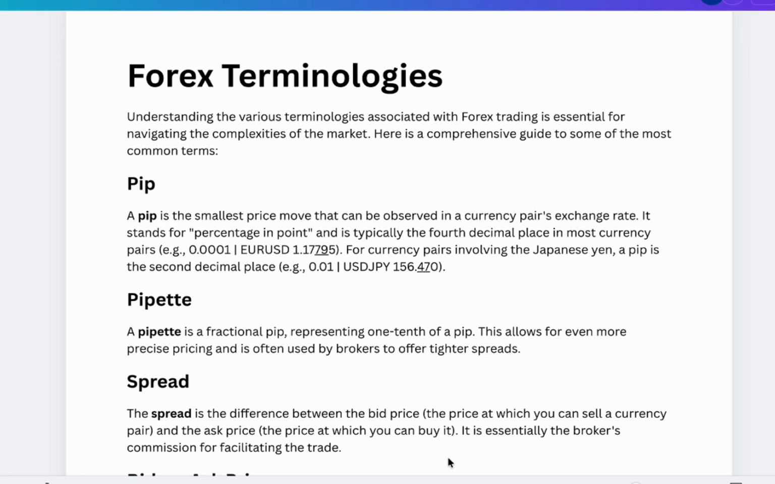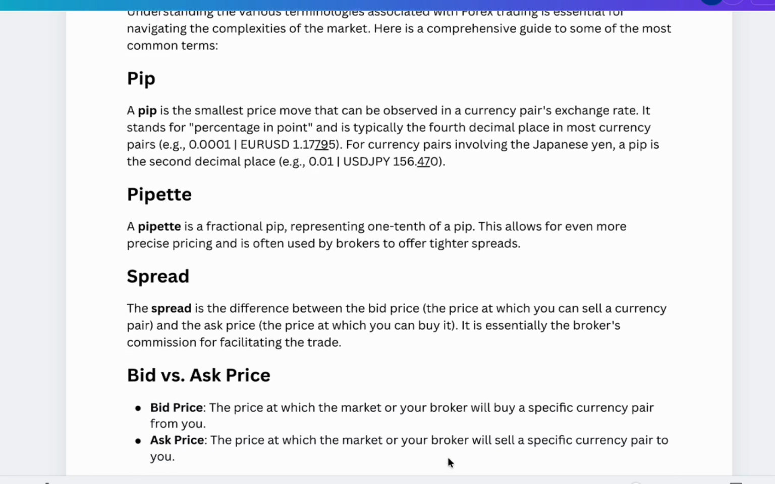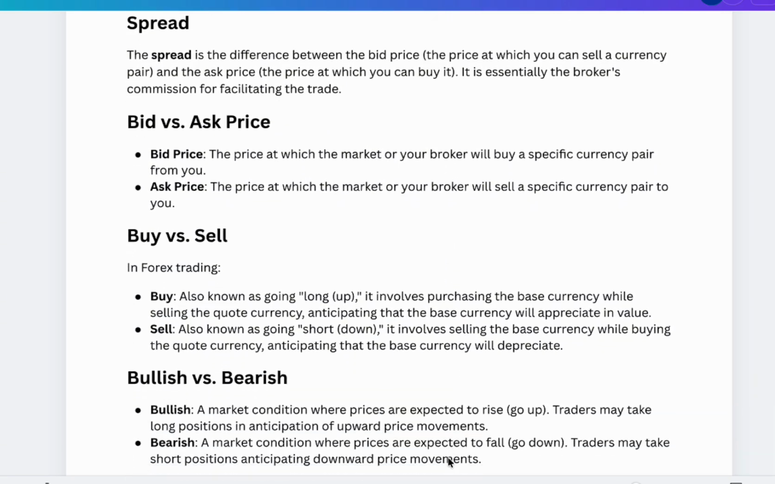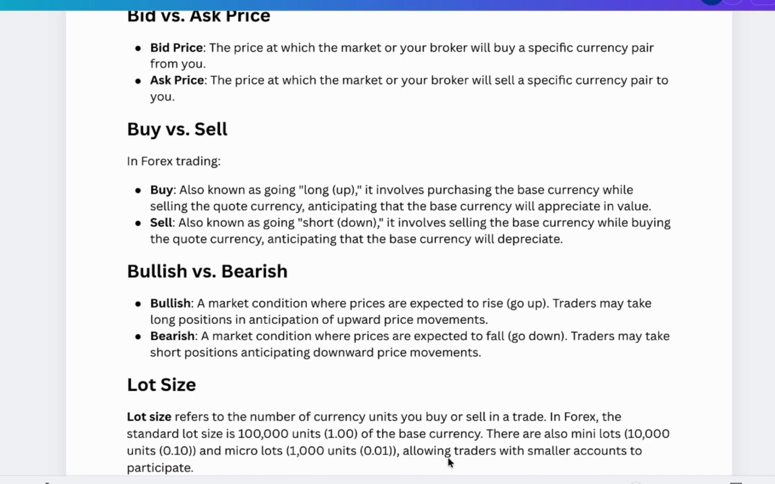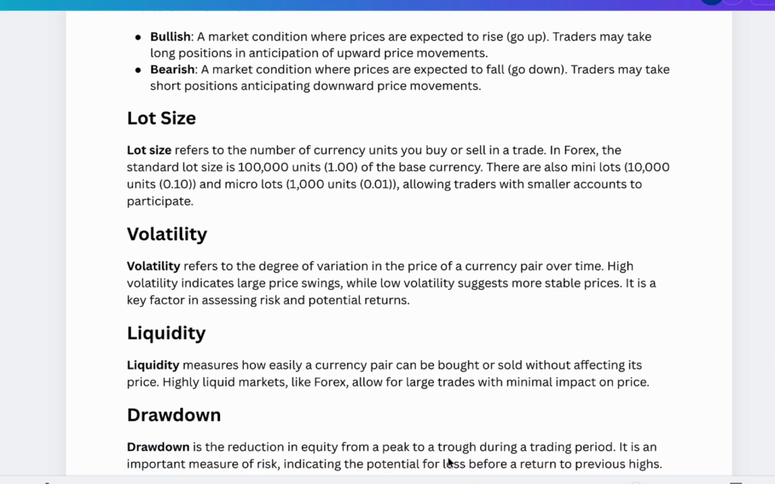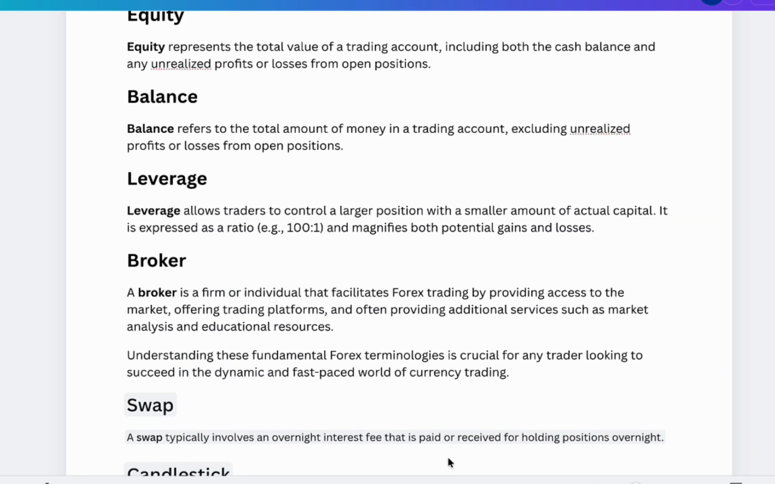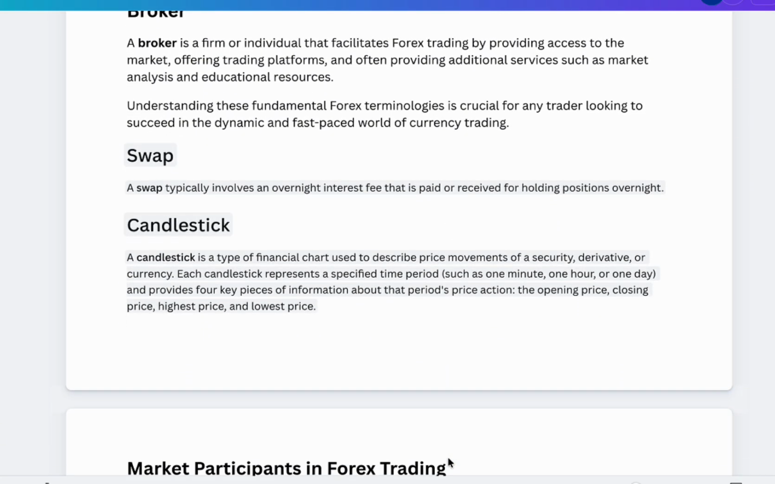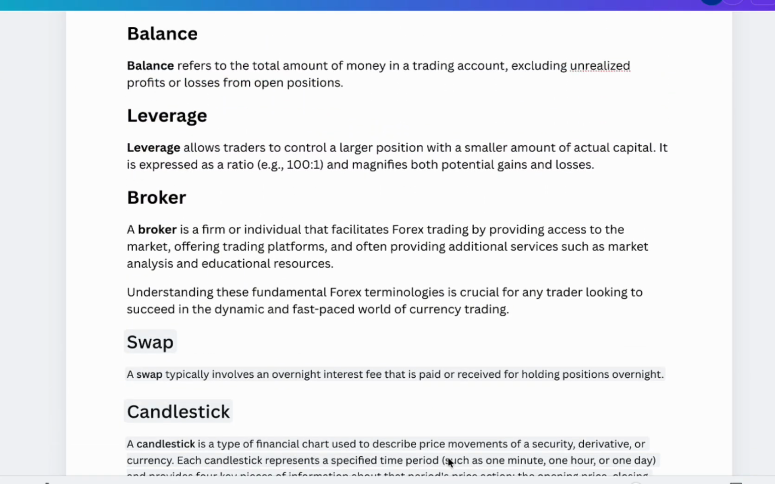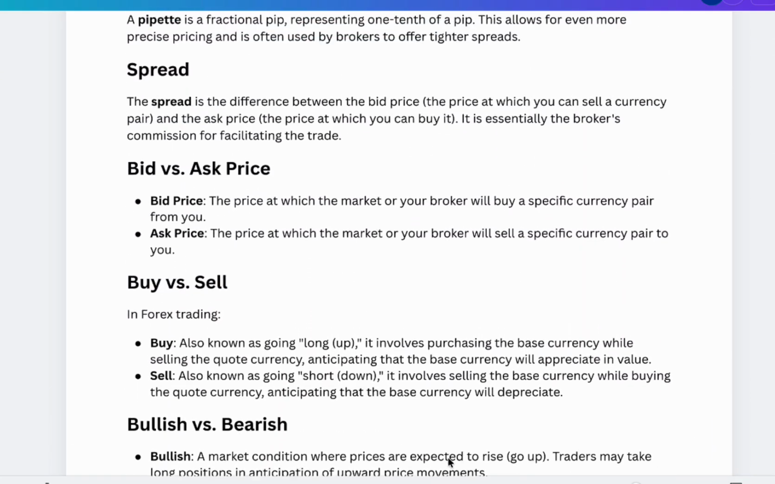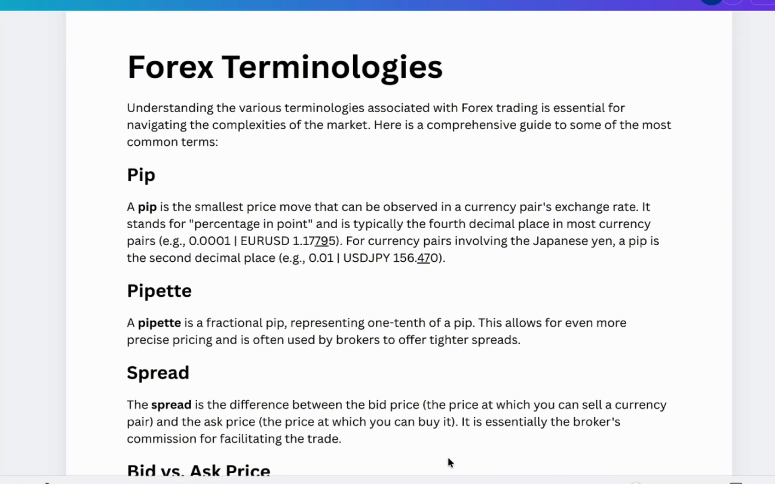So today we'll be looking at the Forex terminologies, and we have here PIP, pipette, spread, bid versus ask, buy, sell, bullish, bearish, lot size, volatility, liquidity, drawdown, equity, balance, leverage, broker, swap, candlesticks. So you can just pause through this to catch the definition and understand that the terminologies in Forex are very important, because you need these things not just to make profit, but you want to be able to communicate effectively.